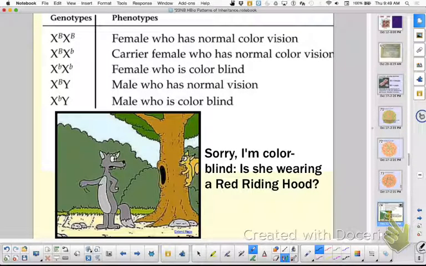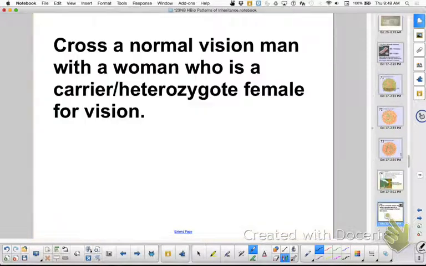This makes sense then, why you see more men who are colorblind than women. Women have two chances at their X. Men only have one chance at their X. So do this for me. And so we're the same on the Punnett square. Women are usually on top. Okay.